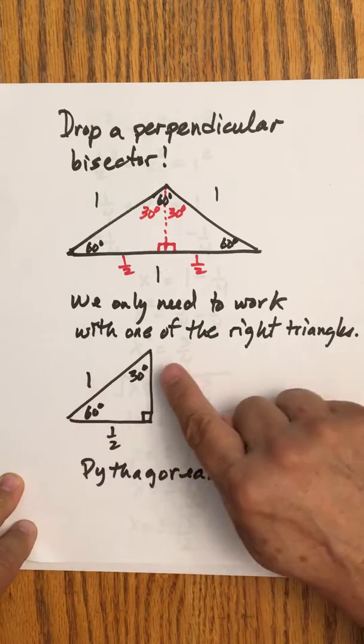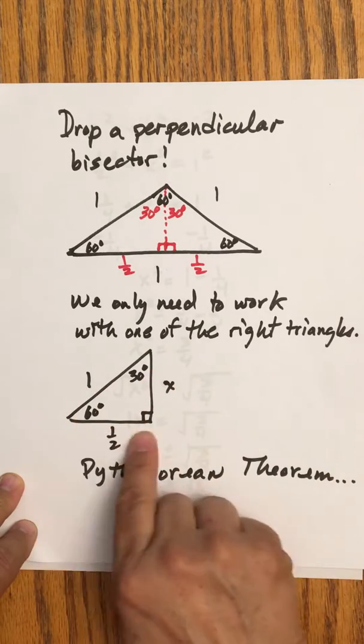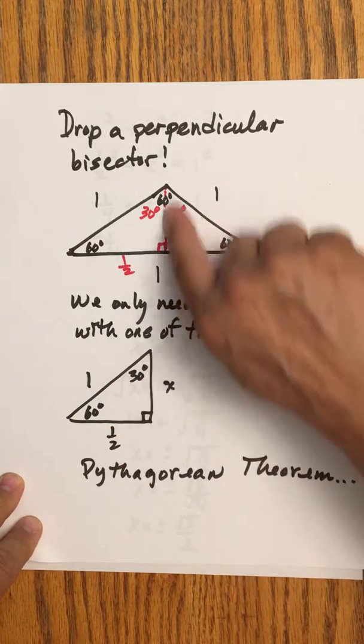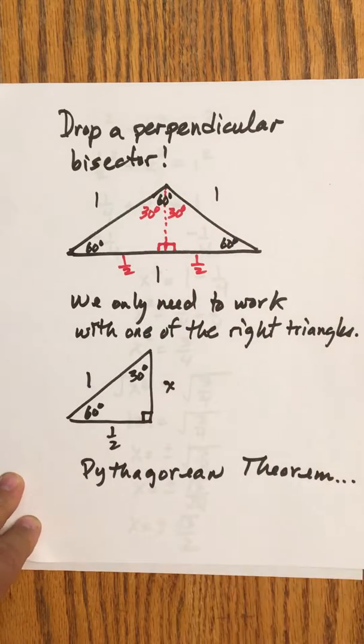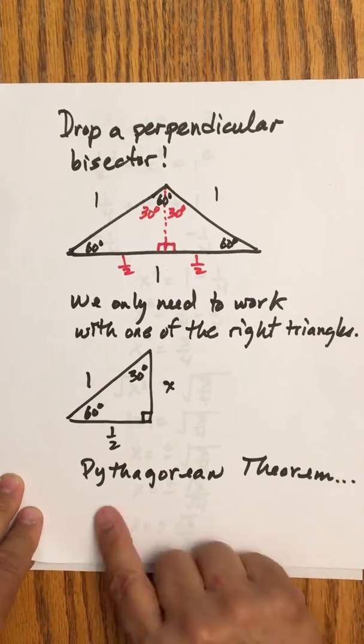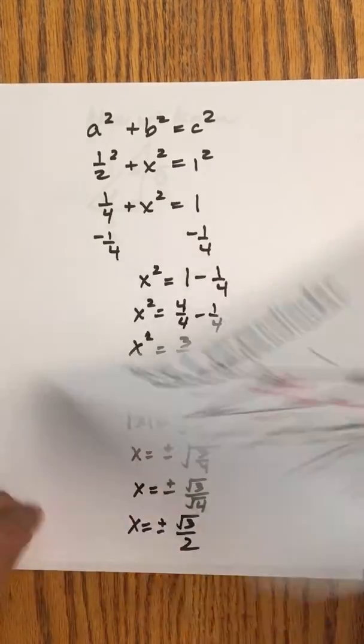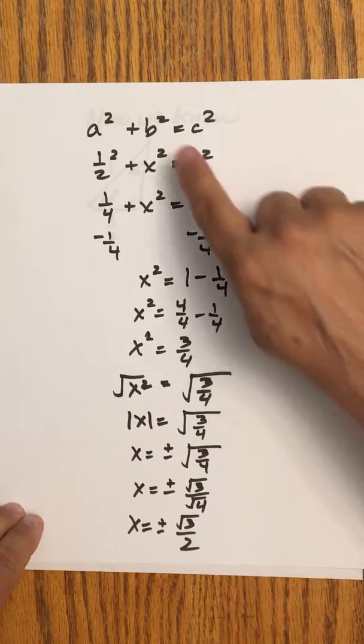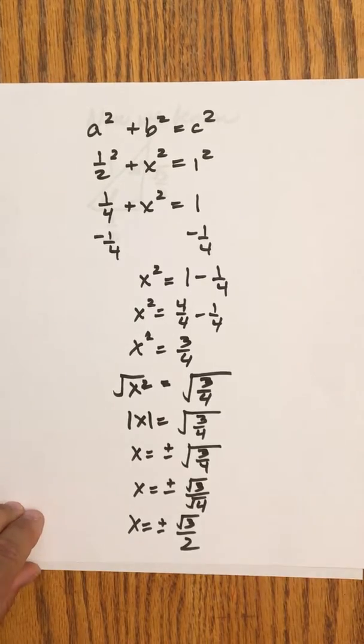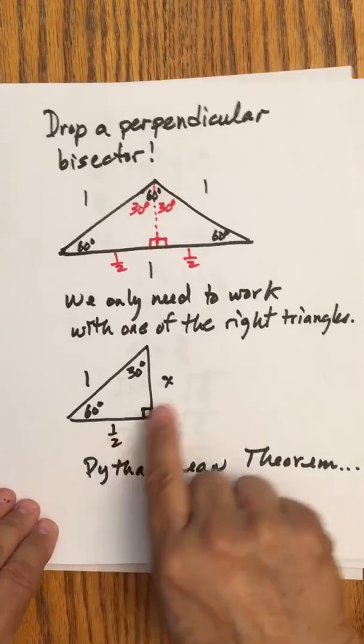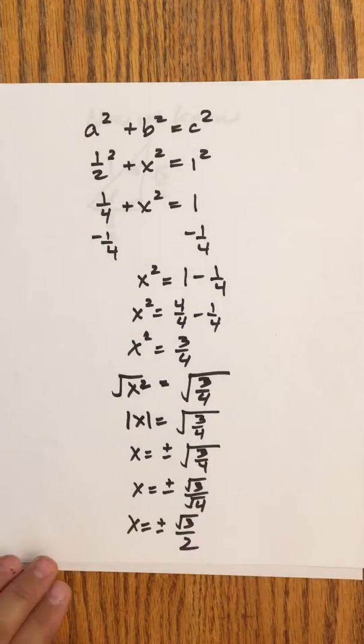I have 1, 30 degrees, 60 degrees. I know this side is a half. What I don't know is this side right here, this perpendicular bisector. What is the length? Well, it's the only thing I don't know. It is a right triangle, so I can use the Pythagorean Theorem again. So a squared plus b squared equals c squared. Remember, what I know is that a half squared plus x squared equals 1 squared.